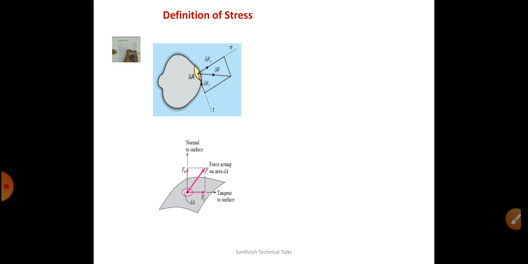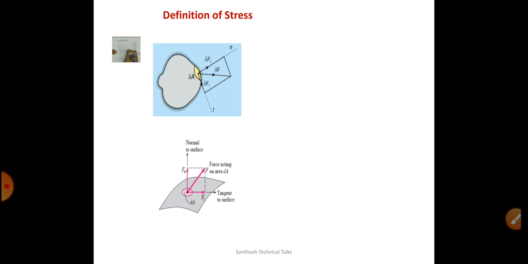Here, we have to know the definition of stress. Generally, stress and pressure are analogous unit-wise, but we have to know the difference very clearly. Pressure is the force per unit area, whereas stress is the resistive force per unit area.